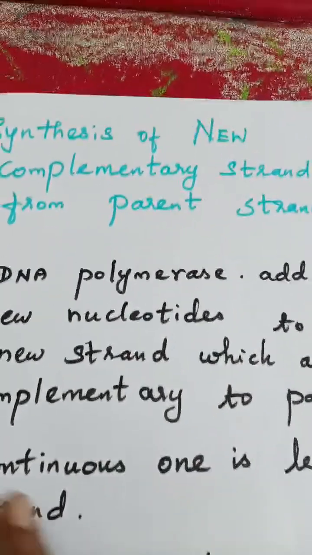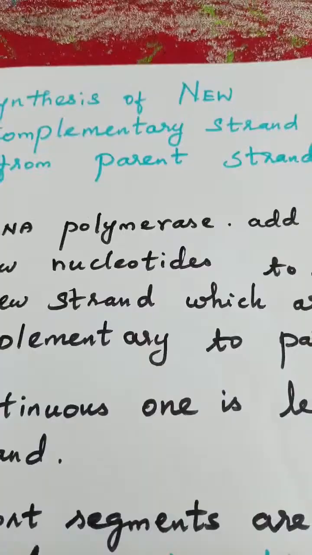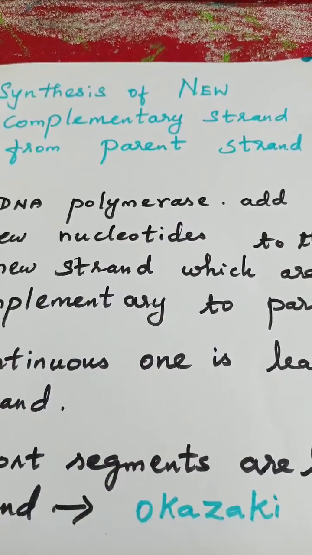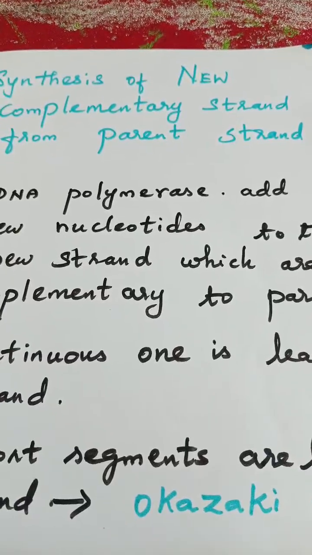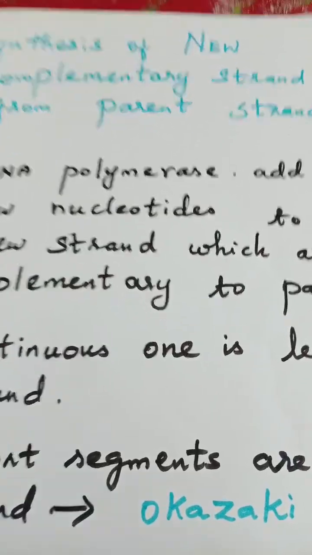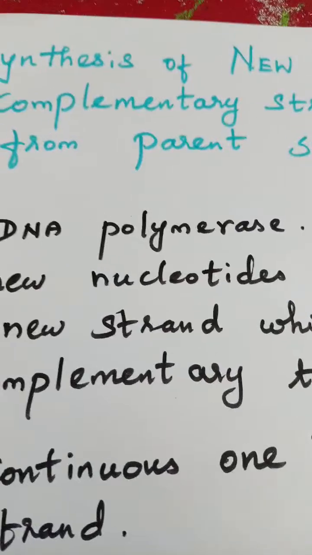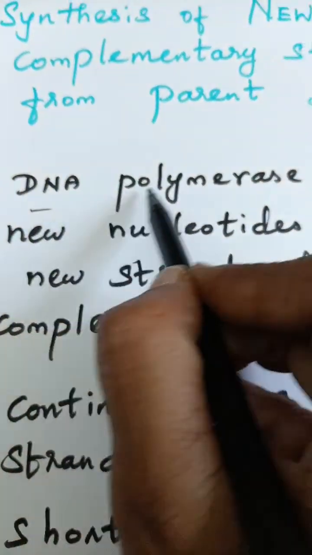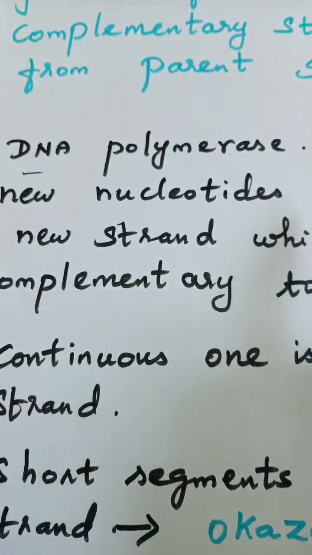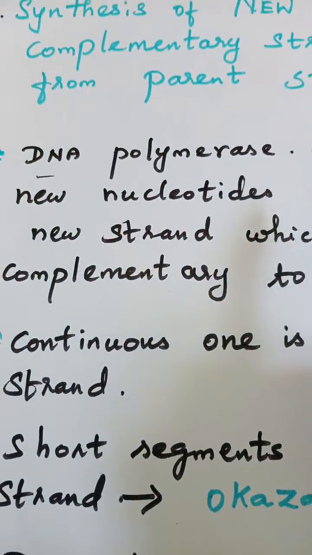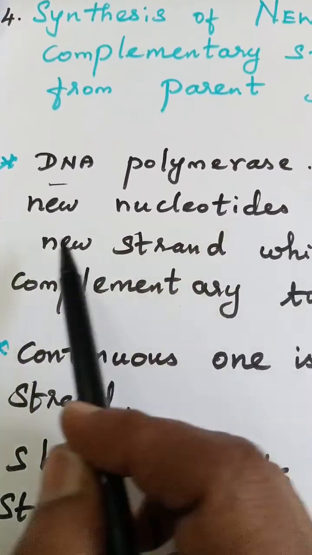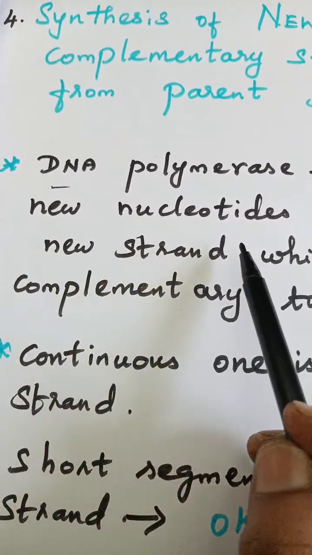So what is the fourth step? The fourth step is nothing but the synthesis of the complementary strand from the parent strand. So how will it be produced? The DNA polymerase is the enzyme. What will the enzyme do? It will add new nucleotides to form the new strands.